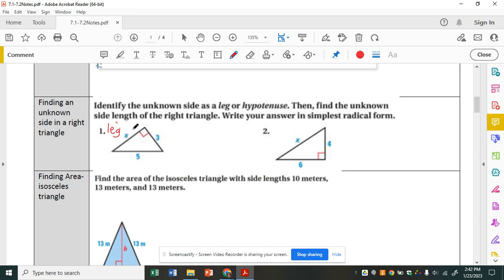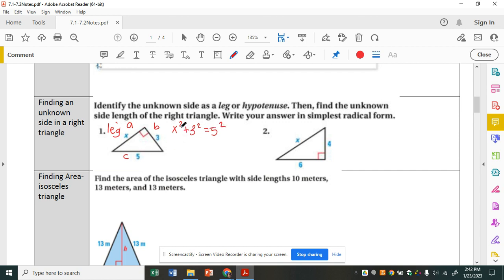From the Pythagorean theorem, if I labeled this, one of my legs is a, one of my legs is b, and the hypotenuse is c. So if I wanted to solve this out, I would put x squared plus 3 squared, because I'm taking a squared plus b squared, and I would set it equal to 5 squared. We're always setting it equal to the hypotenuse squared, whether the hypotenuse is the side length we're looking for or whether we are actually given the side length.